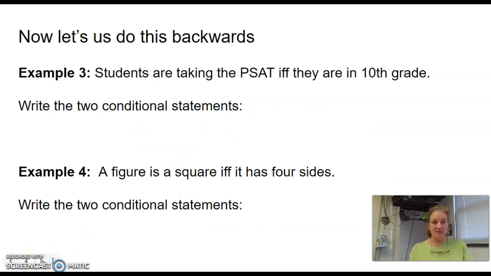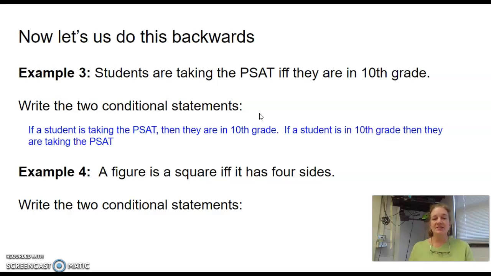All right, so now I'm going to the next page. So now we're going to go backwards. Now we're given the biconditional statement, and we have to break it into its 2 truths. So example 3, students are taking the PSAT if and only if they are 10th graders. What does that mean? Well, that means that if a student has taken the PSAT, then they are in 10th grade. And the converse also must be true. If a student is in 10th grade, then they are taking the PSAT. So both of those have to be true in order for this to work.